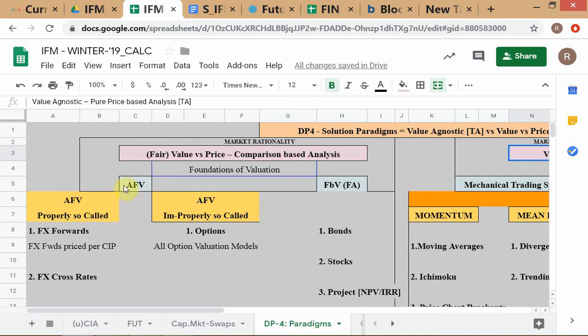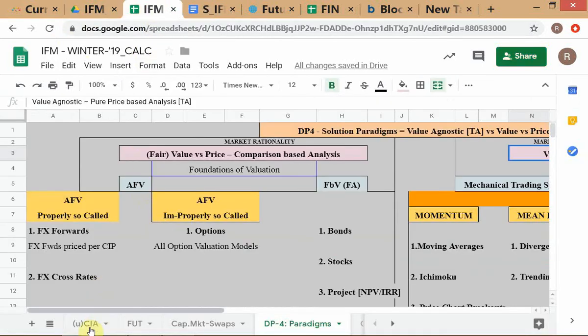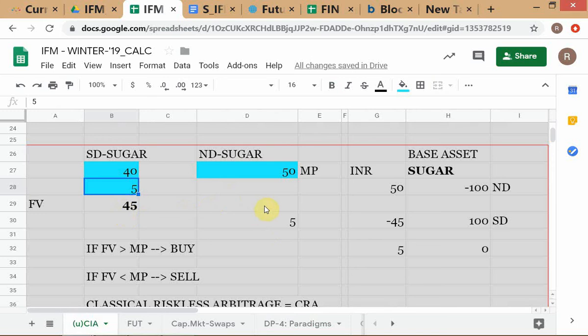So this particular type of valuation technique, which involves thinking along the lines of synthetic equivalence and the cost of generating the synthetic equivalent, that's your fair value using AFV methods. And why is it AFV? Because if the market price is set equal to this AFV fair value, then there is no opportunity to earn arbitrage profits. That is, it is free of arbitrage opportunities. That's why we say arbitrage free valuation. Is this clear? And whenever it's out of line, there's an opportunity.